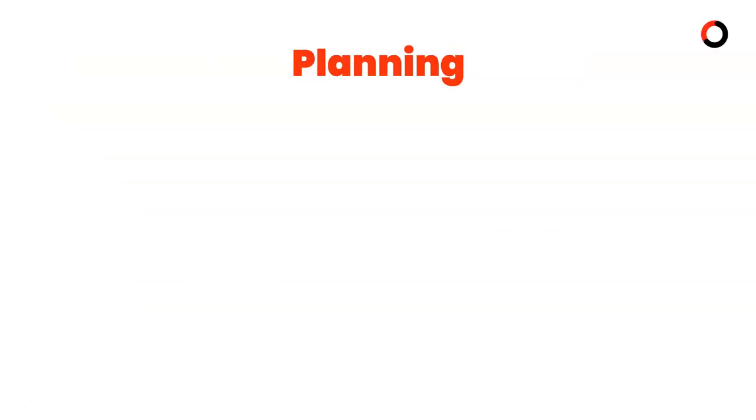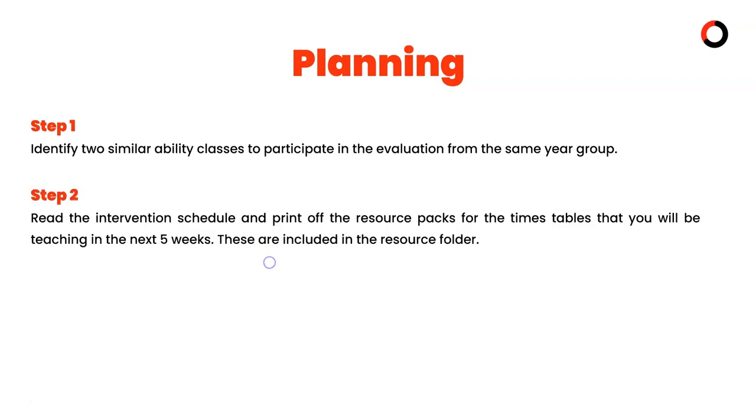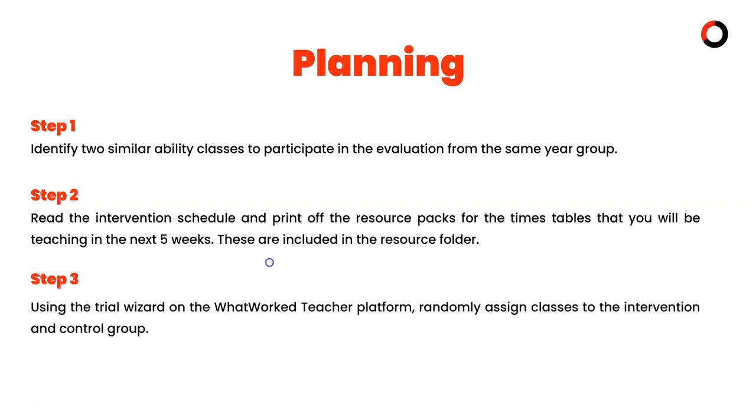So let's look at this from a step-by-step delivery approach in your school. So planning. Step 1, identify 2 similar ability classes to participate in the evaluation from the same year group. Step 2, read the intervention schedule and print off the resource packs for the times tables that you will be teaching in the next 5 weeks. These are included in the resource folder. Step 3, using the trial wizard on the What Worked Teachers platform, randomly assign classes to the intervention and the control group.